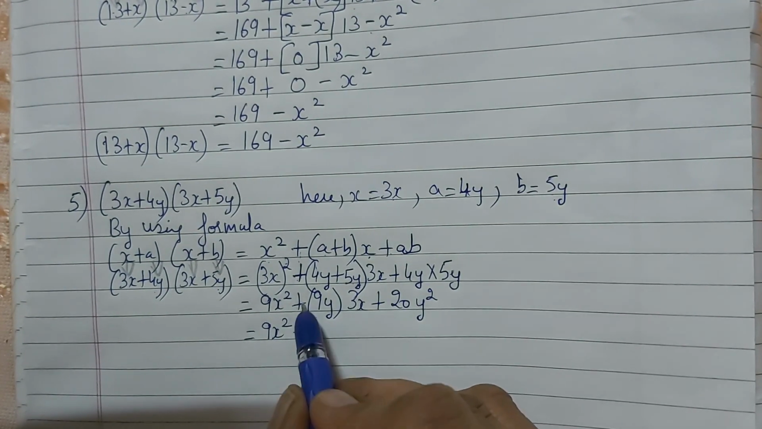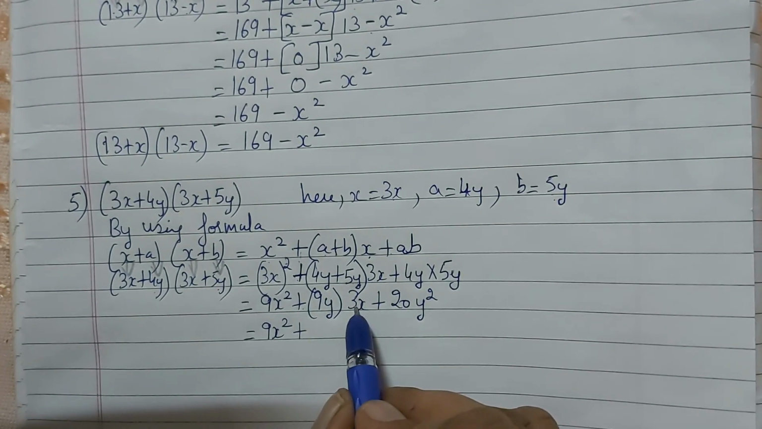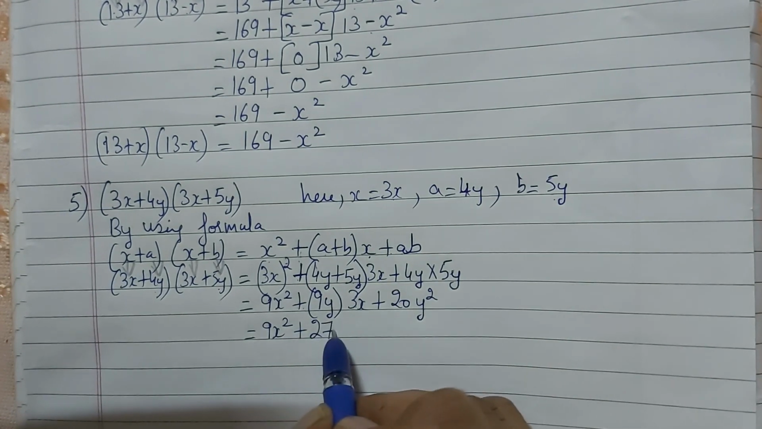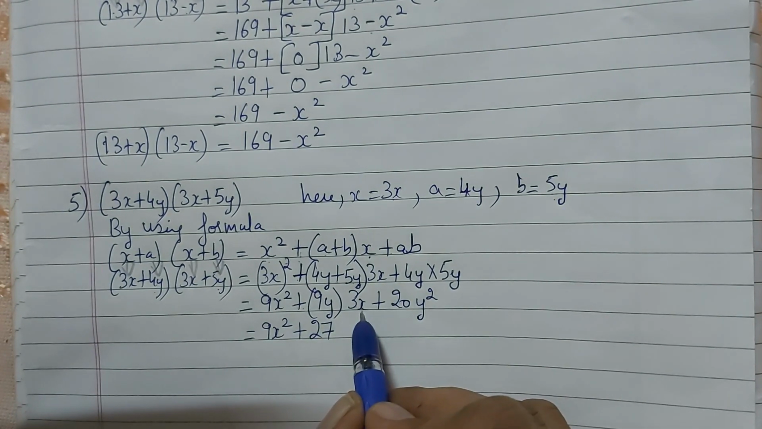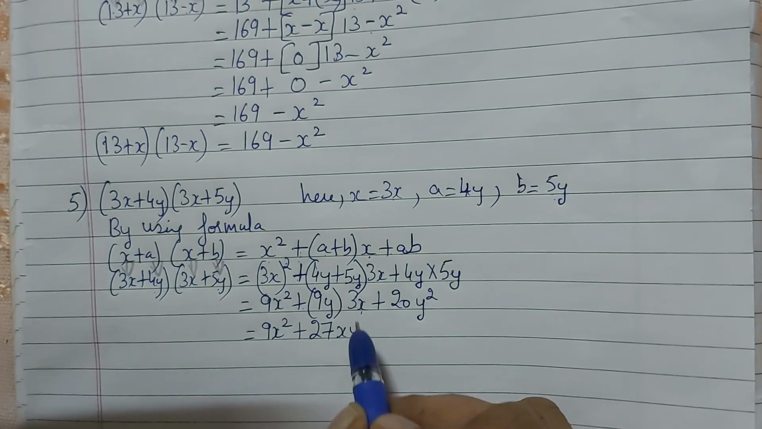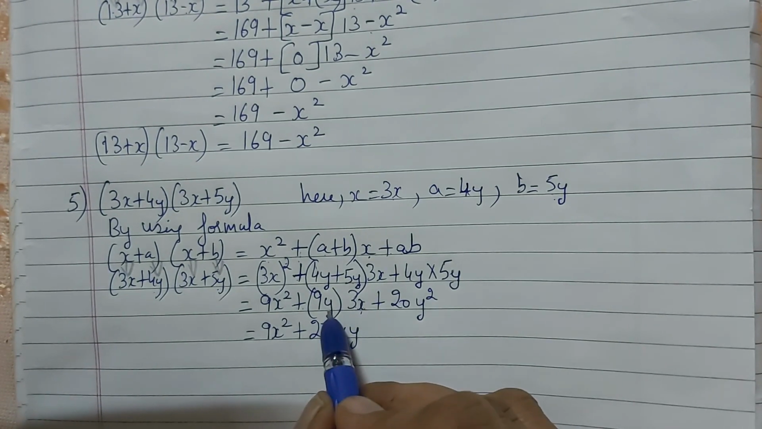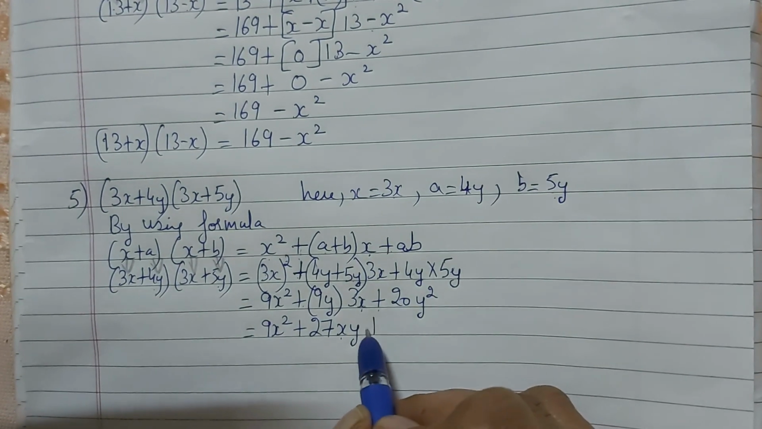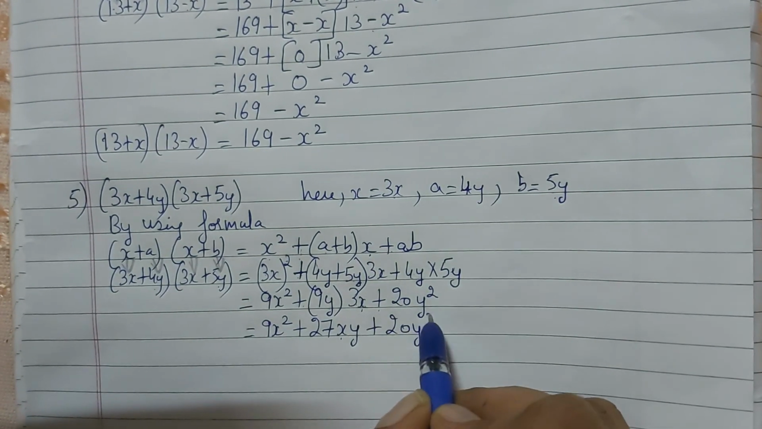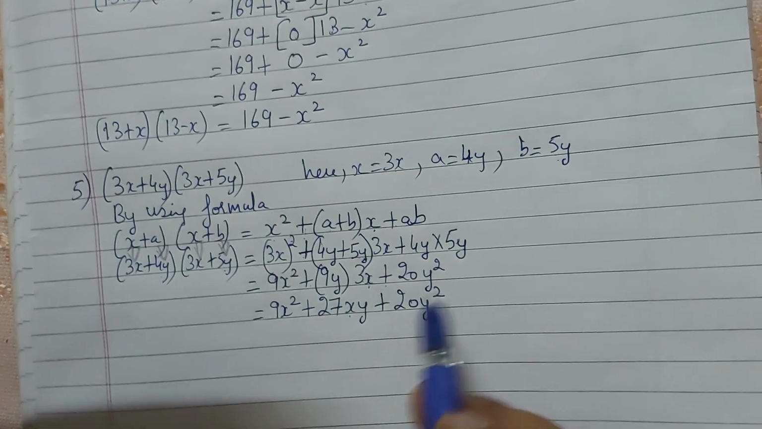Plus sign, put this plus here. 9 multiplied by 3 is 27. y multiplied by x is xy. We will write alphabetical wise. x comes first, so we will write x and then we will put y. Plus 20y square. So this is the final answer.